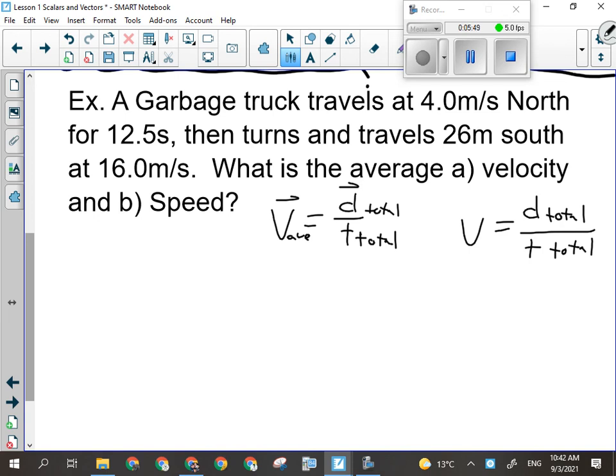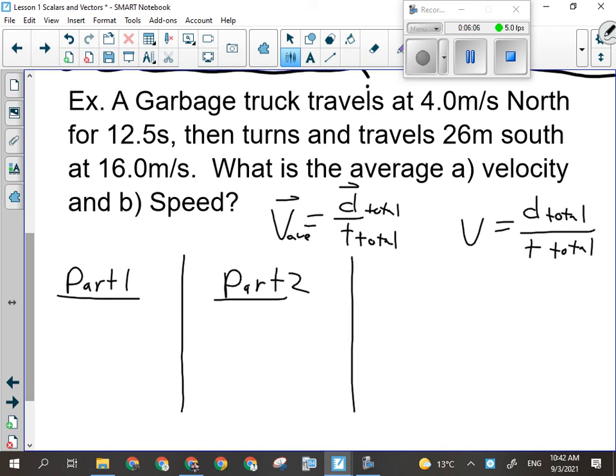So here's what we want to do. We want to first write down our givens, that is, write down all of the numbers and information the question gives us. And I'm going to split that up so that I see the parts of the trip separately, and then have a section for the totals, because obviously that's what I need if I'm going to calculate average velocity and average speed. So in part 1, they tell me the truck travels at 4 meters per second north. So they tell me the velocity, for 12.5 seconds.